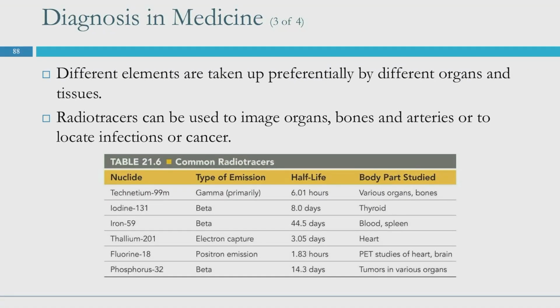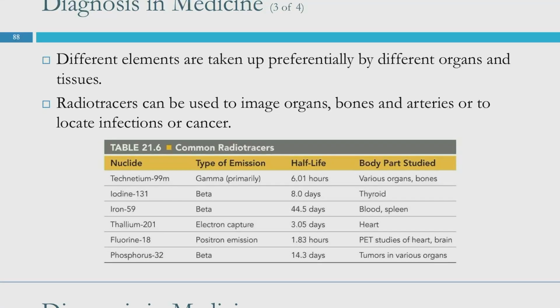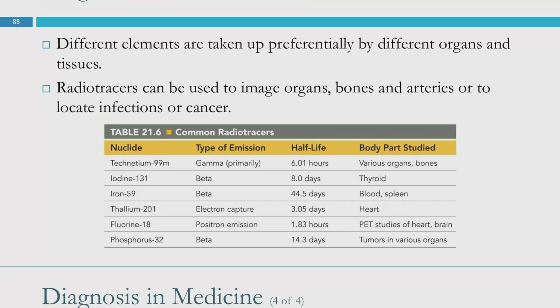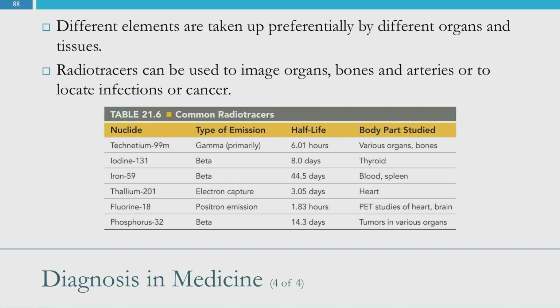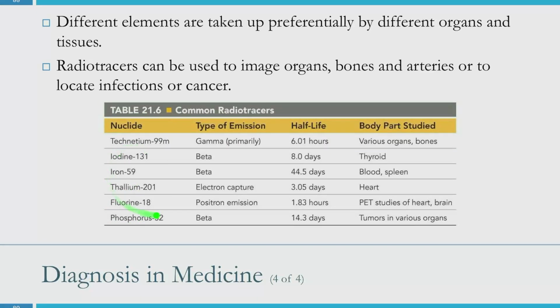And usually when you're getting these sort of treatments, it's small amounts. So different elements are taken up preferentially by different organs. You can use them to image organs, bones, arteries, or to locate infections or cancer. And here's a list of some nuclides, the type of emission that they have, their half-lives, and the body part that's studied. So I-131 is for studying the thyroid, and it's got a half-life of about 8 days. So it's not in your body for too terribly long.